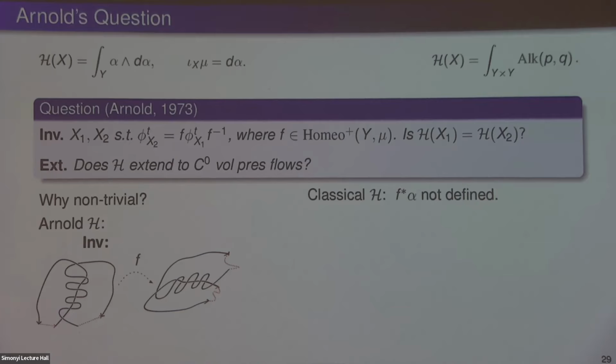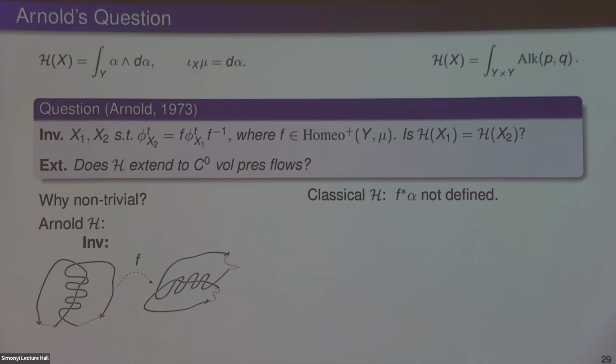So let's recall this asymptotic linking formula is defined in terms of linkings of loops, and linking numbers of loops is invariant under homeomorphisms. So again, this gives you a glimmer of hope, as did the case of invariance of Calabi, the topological invariance of Calabi.